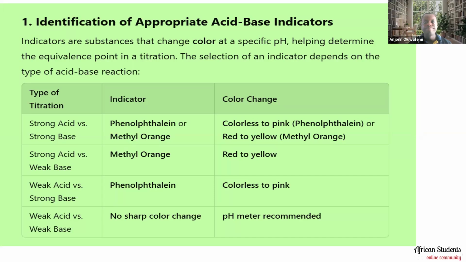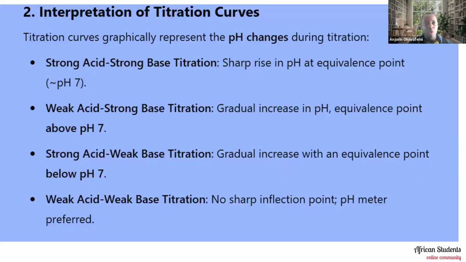Okay, all right. So let's move along now and look at interpretation of titration curves. Titration curves graphically represent the pH changes during titration. When you have a strong acid and a strong base titration, what you see is a titration curve that has a sharp rise in pH at the equivalence point. So it rises and moves up like that from the origin. At the equivalence point, it has a sharp rise.